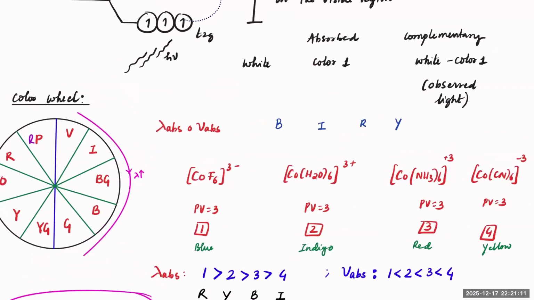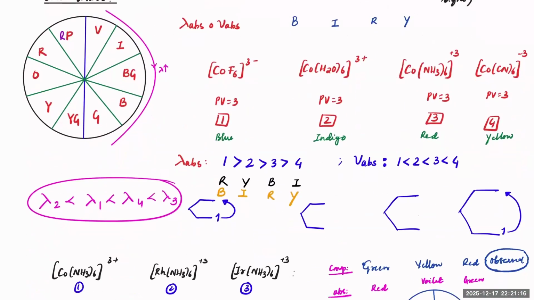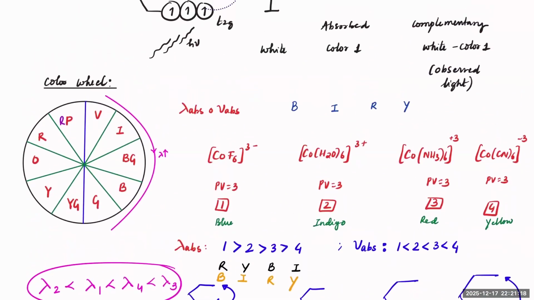Okay. Now, imagine if the question was given like this. There are four complexes. One of them is blue, one of them is indigo, one of them is red, and one of them is yellow. These are observed colors. So this is something which you are able to see. Correct. Now you have to decide which of them will be these colors.